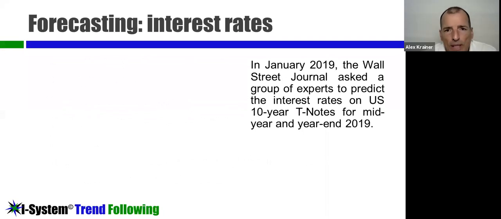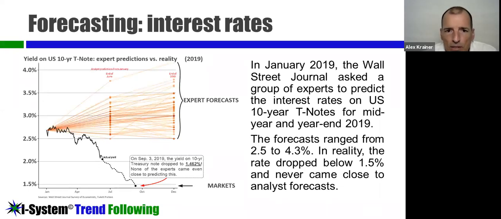In January 2019, the Wall Street Journal asked a group of experts to predict the interest rates on US 10-year Treasury notes for mid-year and year-end 2019. This was the result. The forecasts ranged from 2.5% to 4.3%, while in reality, the interest yield dropped below 1.5% and never came even close to any of those analyst forecasts.